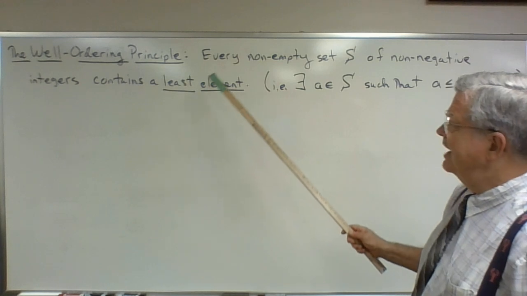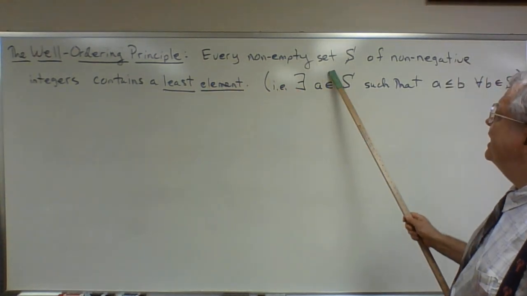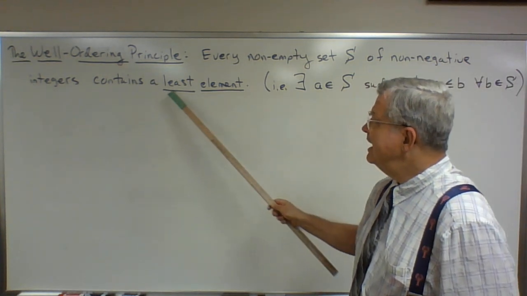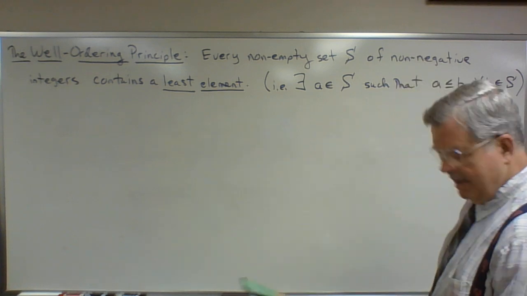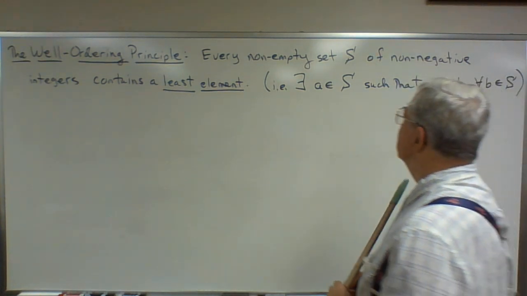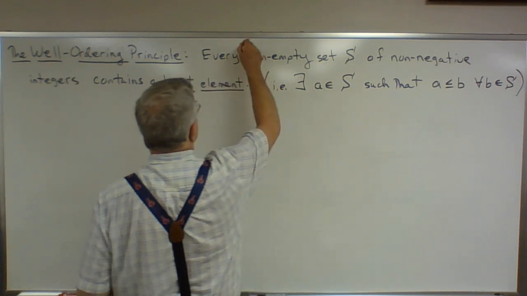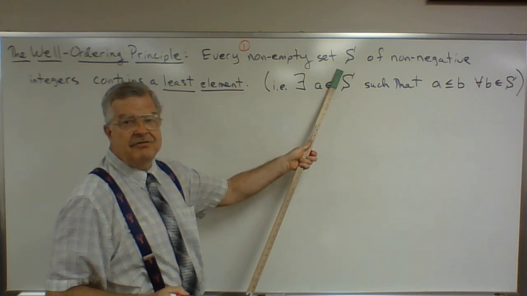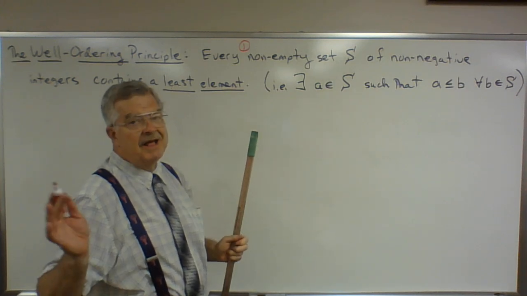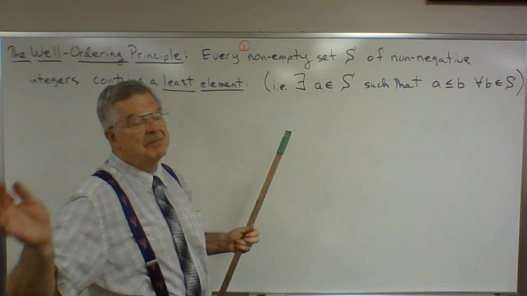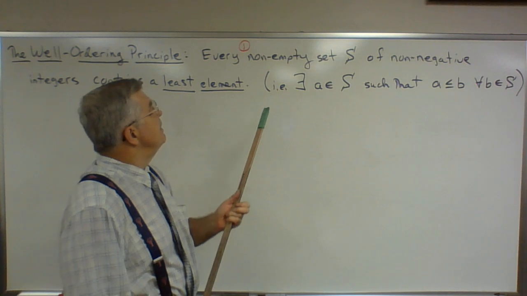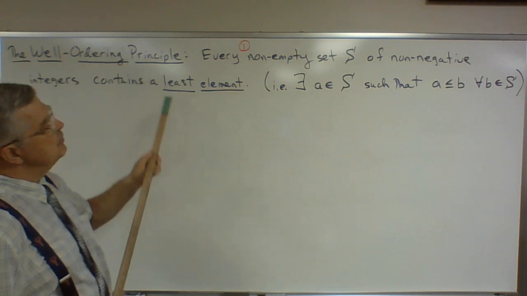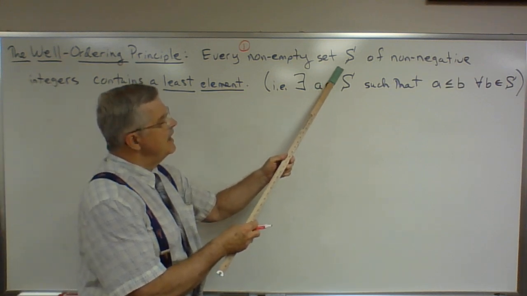And here's what it says. Every non-empty set S of non-negative integers contains a least element. Now, there are two conditions here. First of all, the set S has to be non-empty. If the set S is empty, it can't have a least element because it doesn't have any elements at all. So first of all, in order for the well-ordering principle to apply, the set S has to be non-empty.